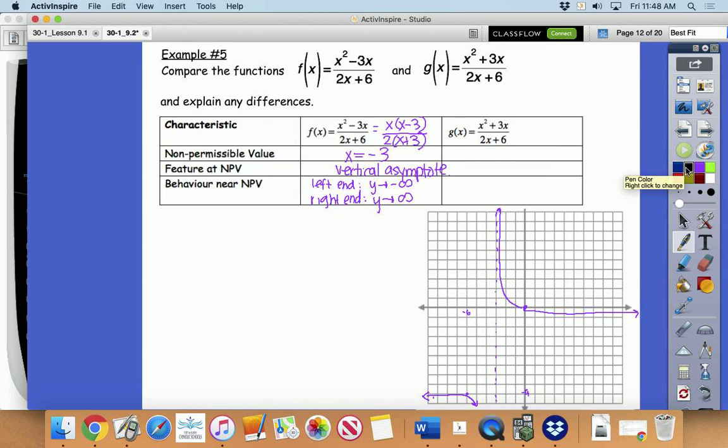Now let's look at the next one. For the next one I would have to factor it and be left with x plus 3 at the top, and at the bottom 2 and an x plus 3. That means that there's going to be a point of discontinuity that is created. So x equals -3 was a non-permissible value, but that is creating a point of discontinuity instead of a vertical asymptote because it gets crossed off. Point of discontinuity.